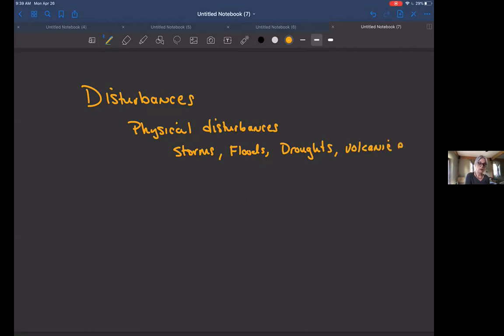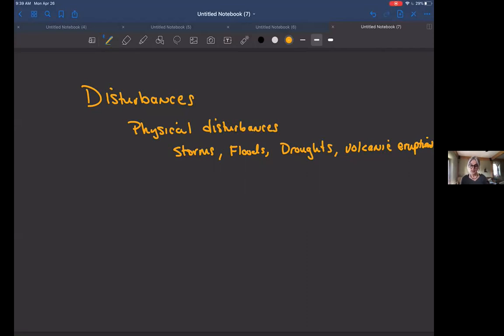So for example, lava flows, right? Sets the succession back to zero. So that means that we need to have plants that can colonize those really harsh environments like a volcanic lava flow, right? And then create new conditions for other species to arise.